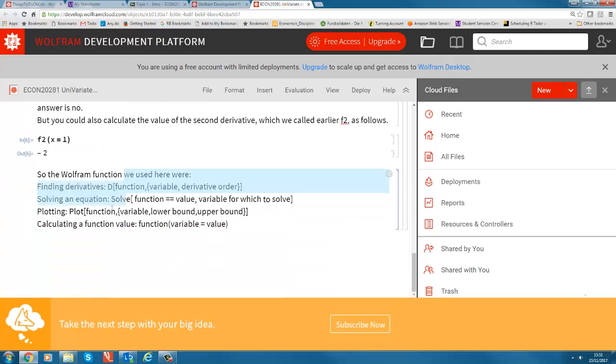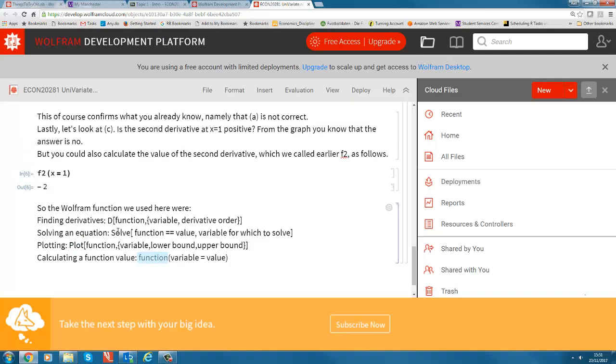So the functions we have used here are finding derivatives. We solved an equation, we plotted a function, and we calculated the value of a function. All of this you can do in Wolfram. That means you can use Wolfram to test your work if you had to do any of this.